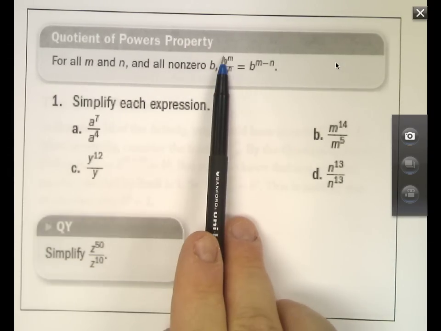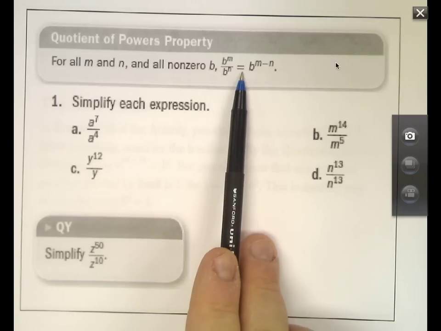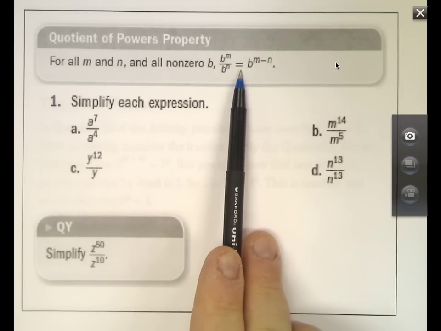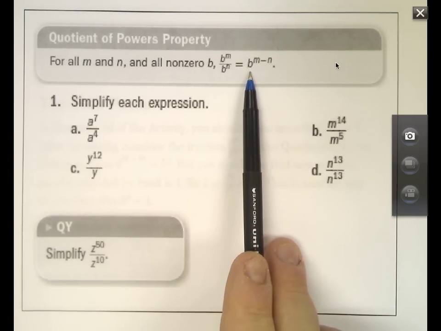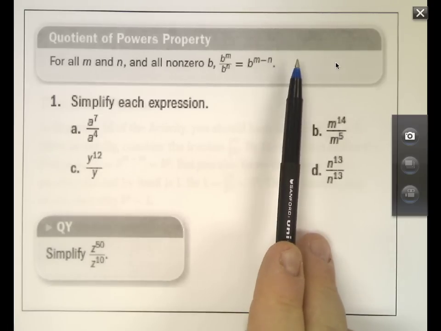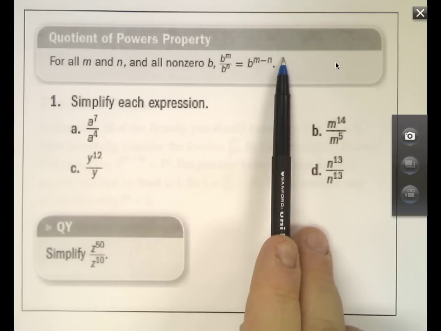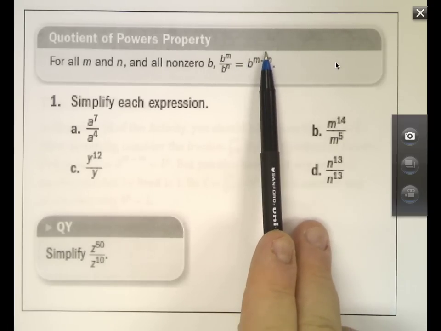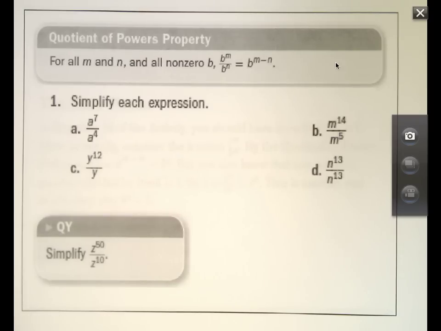Here's the quotient of powers property. If they share the same base, it's equal to the base to the m minus n power. This is a power, m minus n. It's raised to the power.